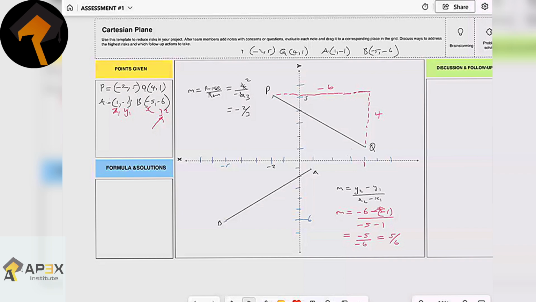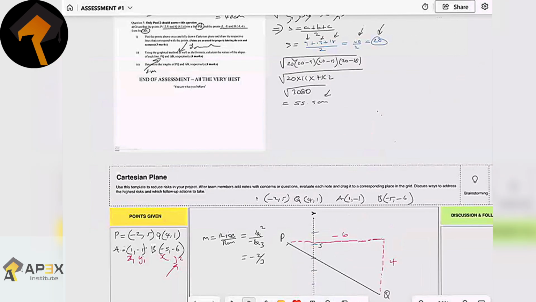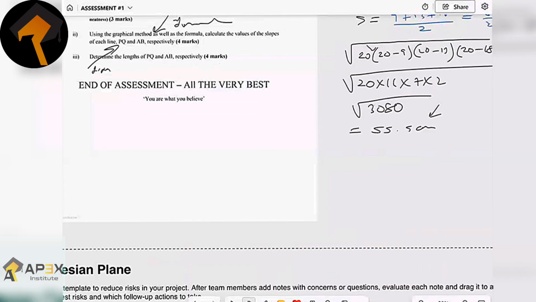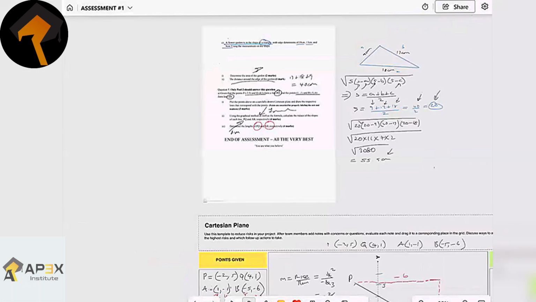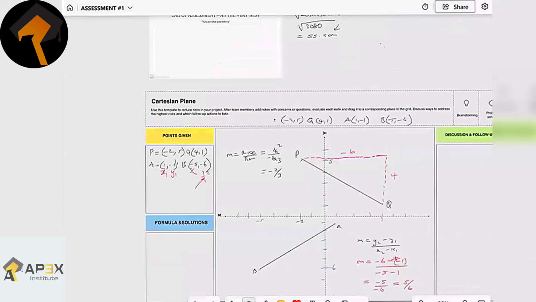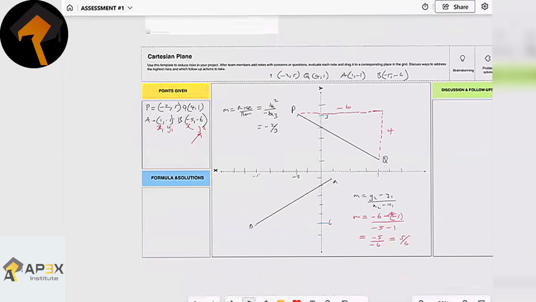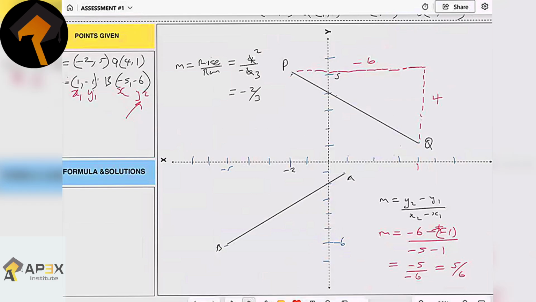And then now what we needed to do, finally we've gotten to the end of the video, was to determine the length of PQ. So we wanted to find the length of PQ and the length of AB. Fun fact is that you could have actually used your ruler on your graph paper to get this answer. But I would have wanted them to use the formula because that's what we are currently discussing in the class. So let's go ahead and find the length of this line. So again, the length formula is the square root of y2 minus y1 squared plus x2 minus x1 squared.